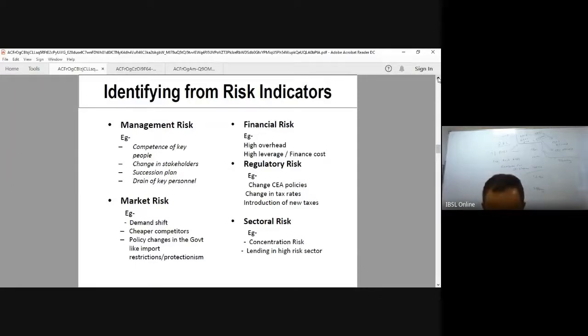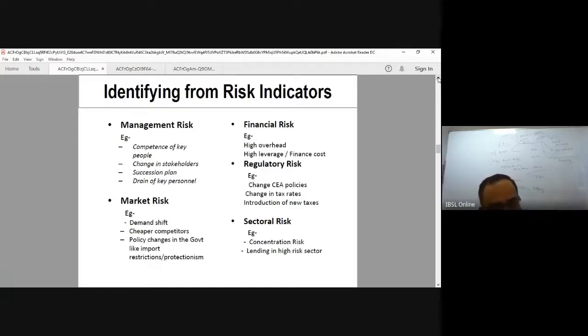When you look at the financial risk, overheads increasing is not a good thing. High leverage, when the finance cost and leverage is high, means it's a problem, right? You can look at it. You can look at the P&L.